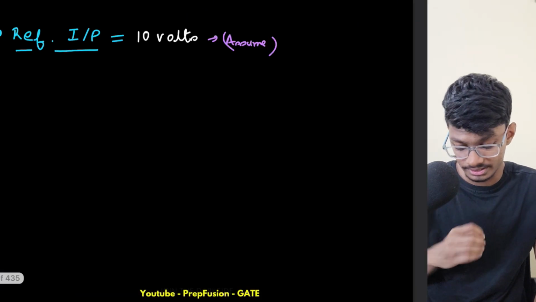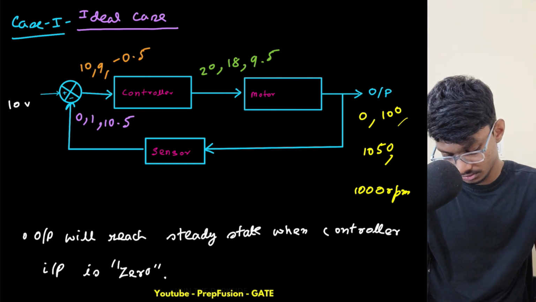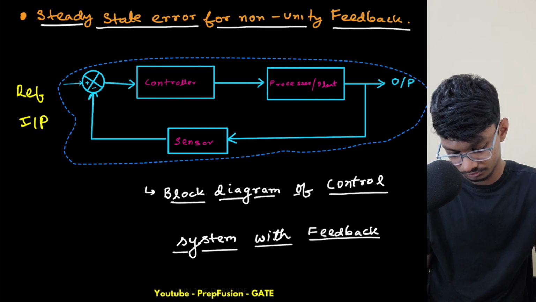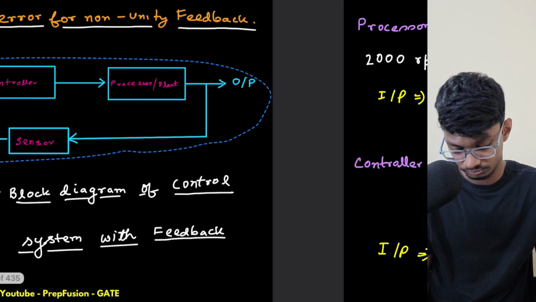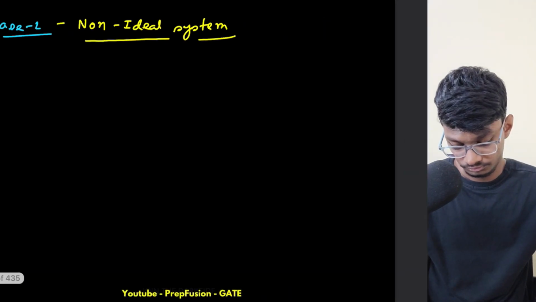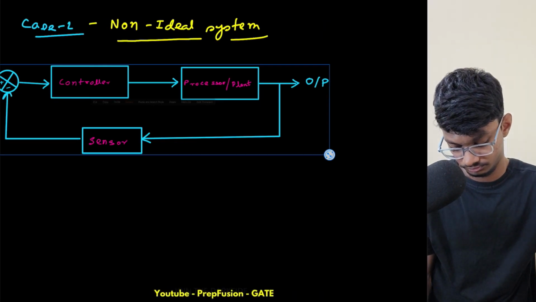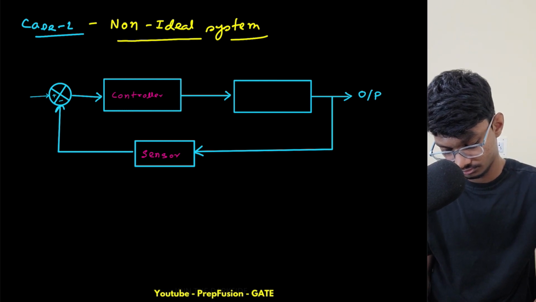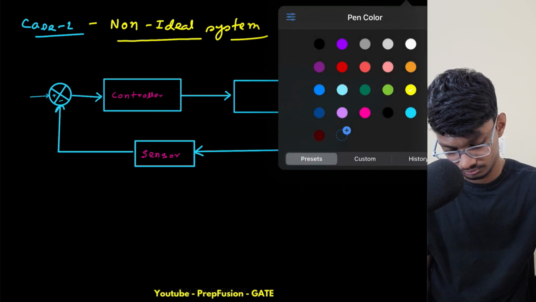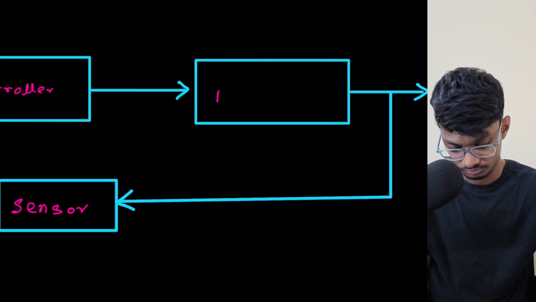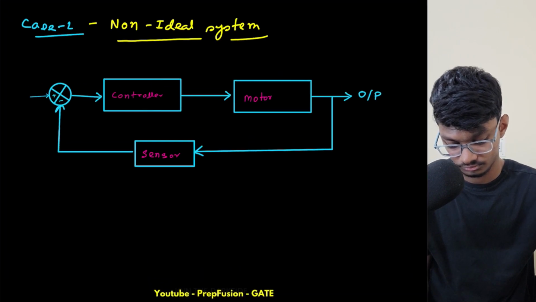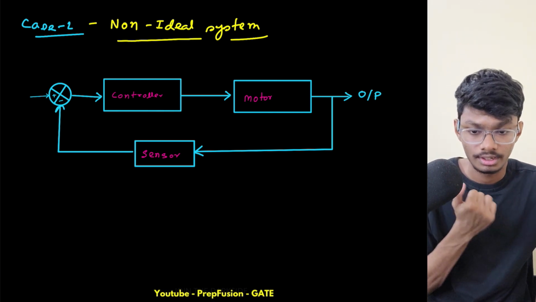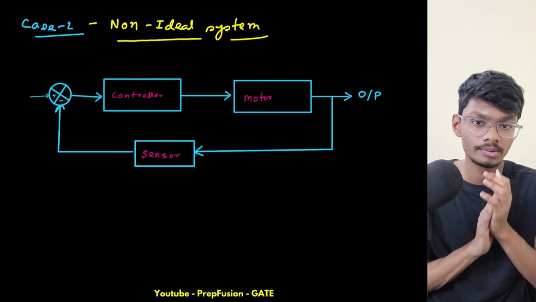Now if I take the non-ideal case, let me copy the block diagram. Okay, here is the block diagram. This is the motor. So now what will happen? Again, my system is non-ideal this time. What do I mean by non-ideality?